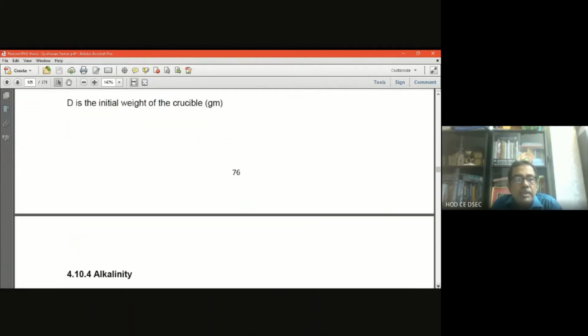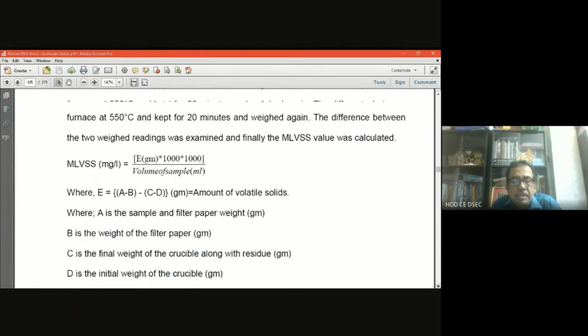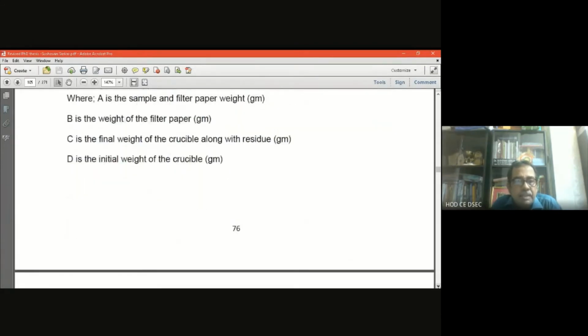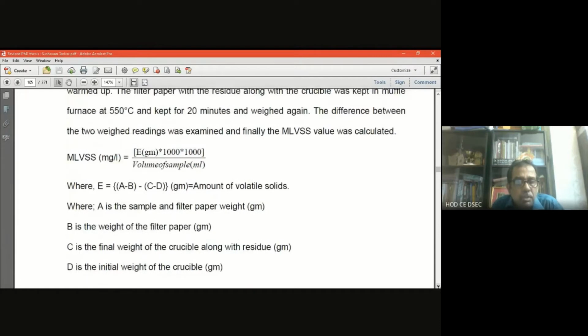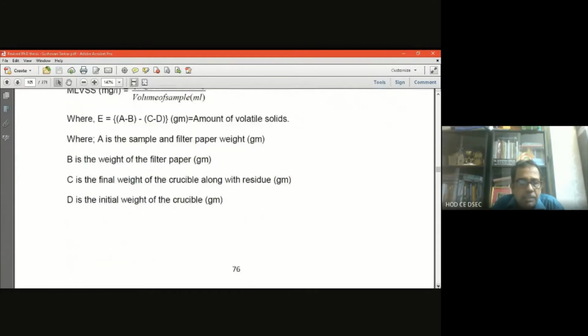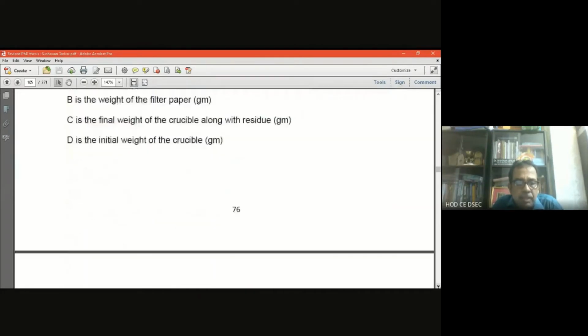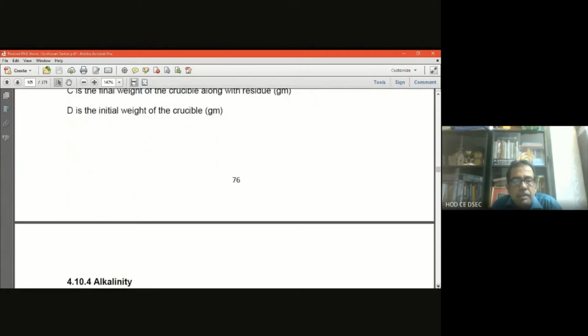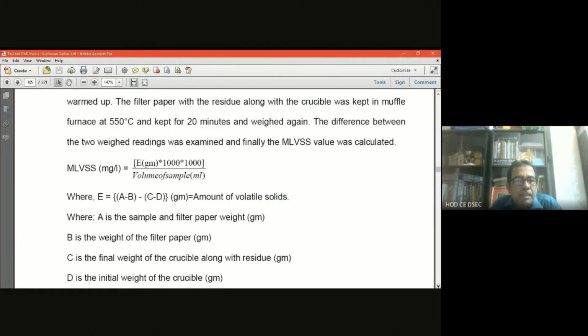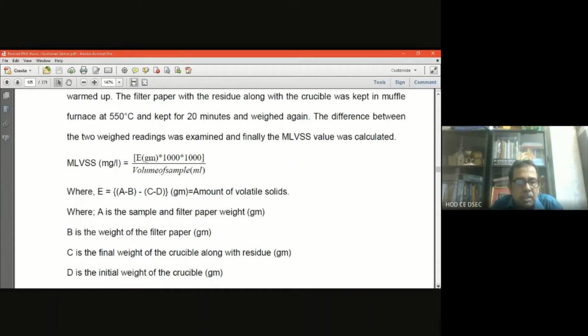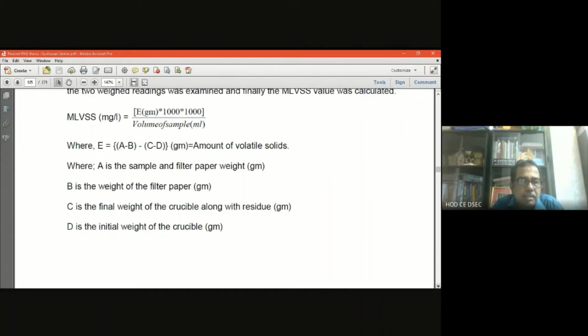So this way you have to find out the MLVSS by subtracting the weight from the total weight. You will get the volatile suspended solid in terms of milligram per liter. The process is the same as for MLSS, but here we have used the muffle furnace for calculating the volatile portion, and the residue portion has been subtracted from the sample to get the volatile suspended solid.